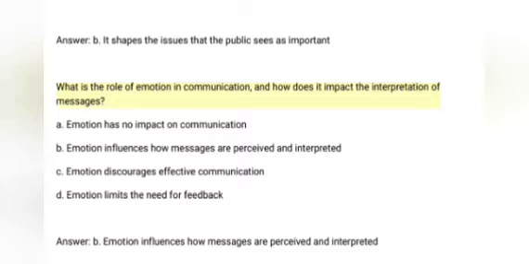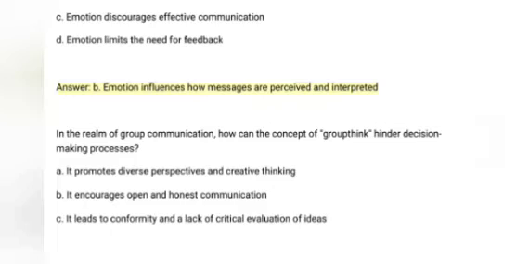What is the role of emotion in communication, and how does it impact the interpretation of messages? A. Emotion has no impact on communication. B. Emotion influences how messages are perceived and interpreted. C. Emotion discourages effective communication. D. Emotion limits the need for feedback. Answer. B. Emotion influences how messages are perceived and interpreted.